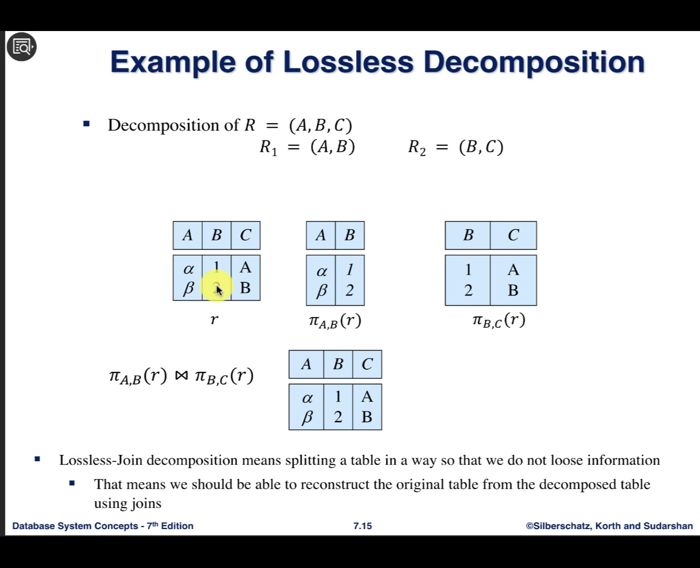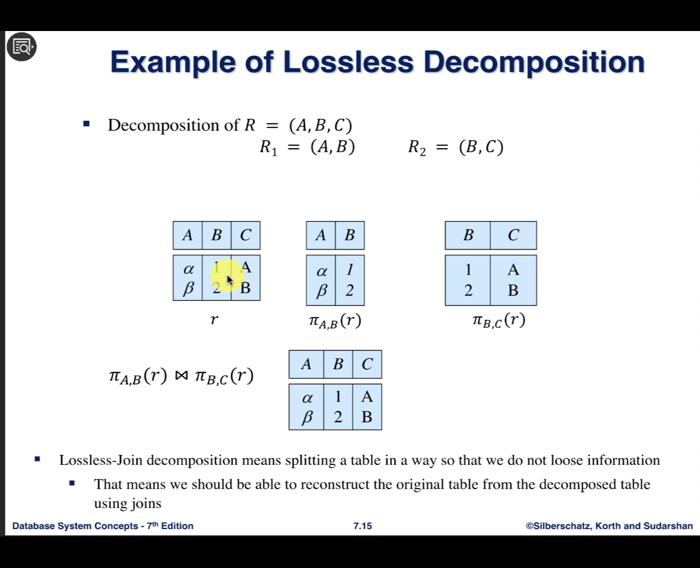Assume that you have a relation R with attributes ABC, with two tuples in this instance, for example. I'm going to decompose it, for example, with R1 being AB and R2 being BC, okay? And since B is not repeated, it looks like B is the key here, okay? And also you can use A as the key, based on the data that we have here.